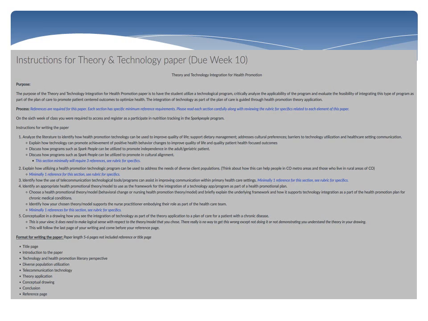The first element is explain how technology can promote achievement of positive health behavior changes and improve quality of life. So that's the first piece, and you'll need to find some type of literature that supports it. The next element, discuss how programs such as Spark People or nutrition tracking or a program similar to Spark People can be utilized to promote independence. And the third one, discuss how programs such as Spark People can be utilized to promote cultural alignment. You will need to have 3 different references for this section. It will come under the heading of Technology and Health Promotion Literacy Perspective.